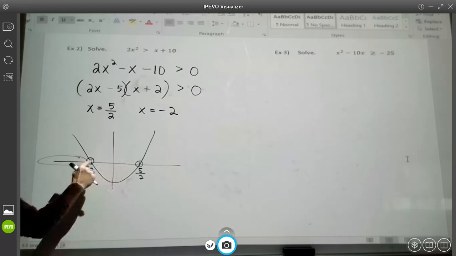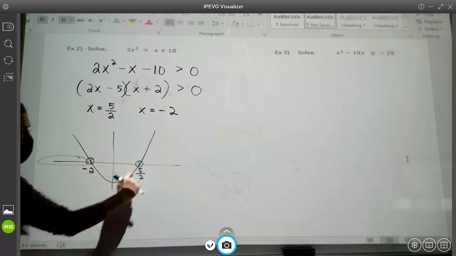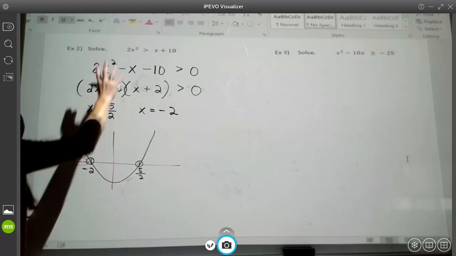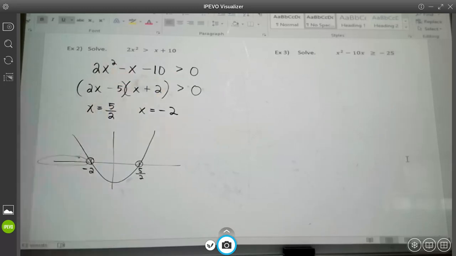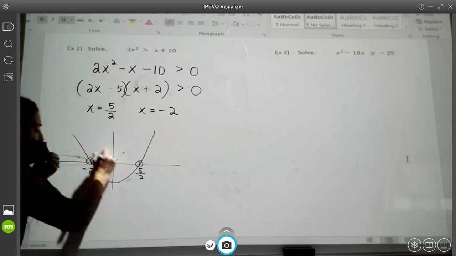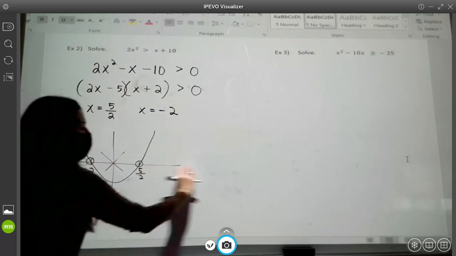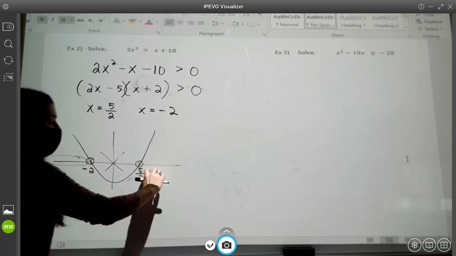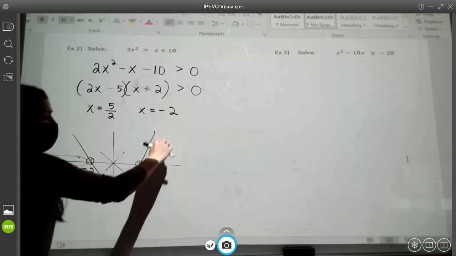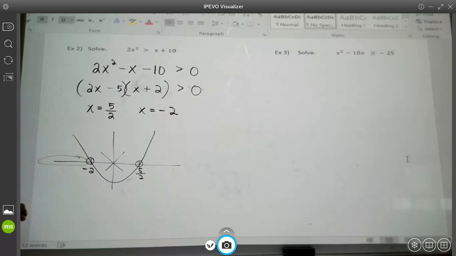And then what about numbers to the right of 5 halves, to the right of 2.5? Any number to the right of 2.5 makes what kind of number come out of this function? Positive. Are positive numbers greater than 0? Definitely. These are good x values. So again, this isn't our answer. The intervals of x that you write are our answer.